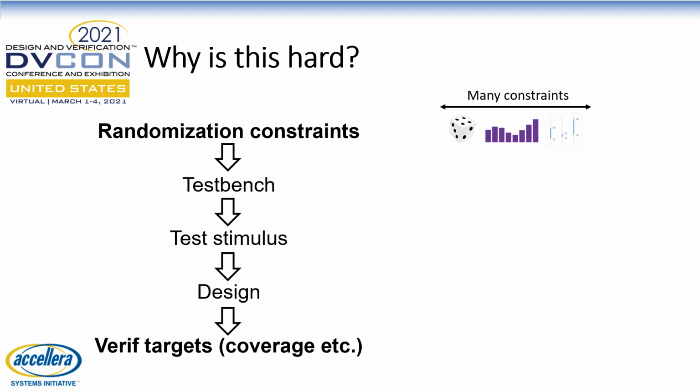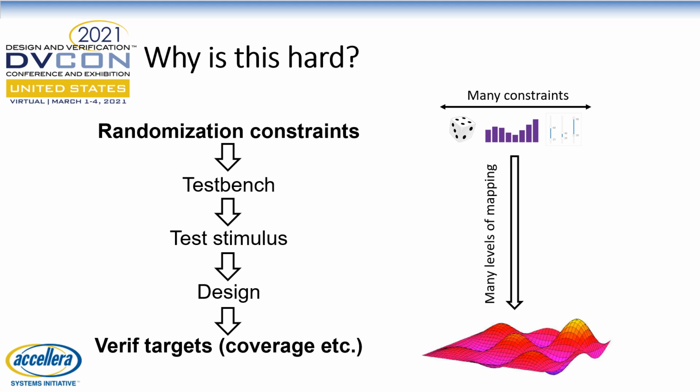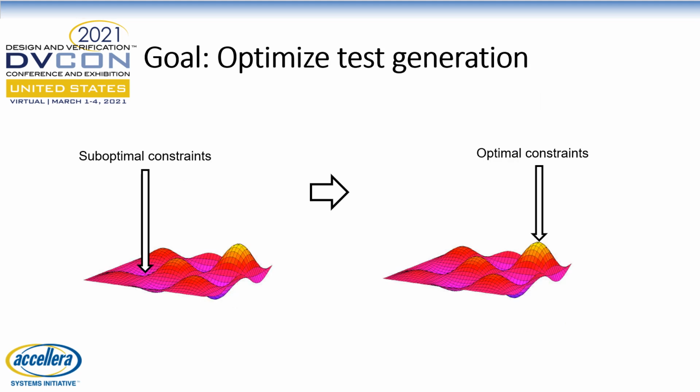Firstly, there could be many constraints to set. Secondly, the mapping between these constraints to the final verification targets may not be trivial due to the complexity of the design and randomness of the test bench. This often makes the process of manually tuning constraints tedious and iterative. Wouldn't it be nice if these constraints could be automatically tuned to steer the test generation towards our verification targets?